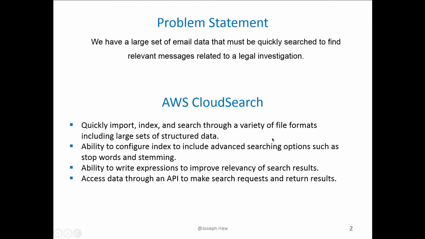For this project, I set out with the initial problem statement of having a really large set of email data that must quickly be searched through to find relevant messages related to a legal investigation. AWS CloudSearch is an Amazon Web Services service that allows you to quickly import, index, and search through a variety of file formats, including large sets of structured data. It gives us the ability to configure our index and to include advanced searching options such as using stop words and stemming. We can also write expressions to improve the relevancy of our search results, and we can access the service through an API to make search requests and return results.